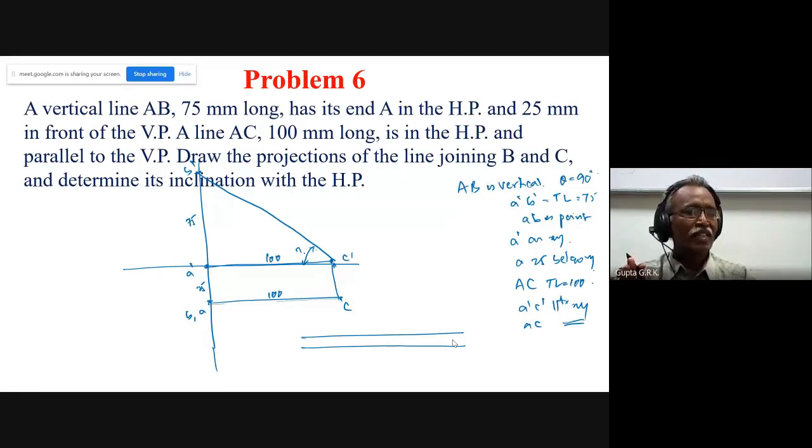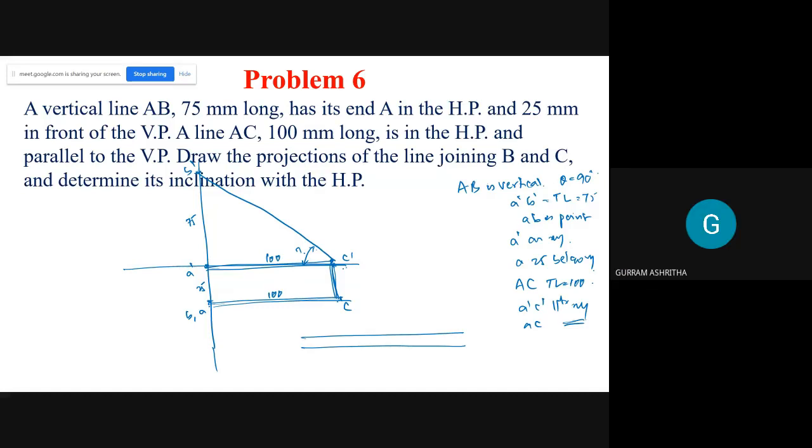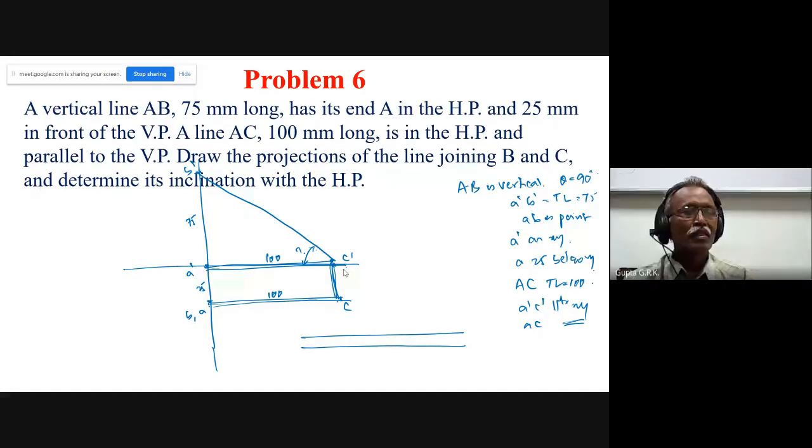Okay, AC is 100 length, and it is parallel to both HP and VP. That is simple, no? When a line is parallel to HP and VP, front view length and top view length are both parallel to XY and they are equal to true length. So I already have A and A dash. So from A I draw a parallel line, from A dash a parallel line for C dash. This is 100 and this is 100. So I will get AC and A dash C dash. Is it okay? That is the way.